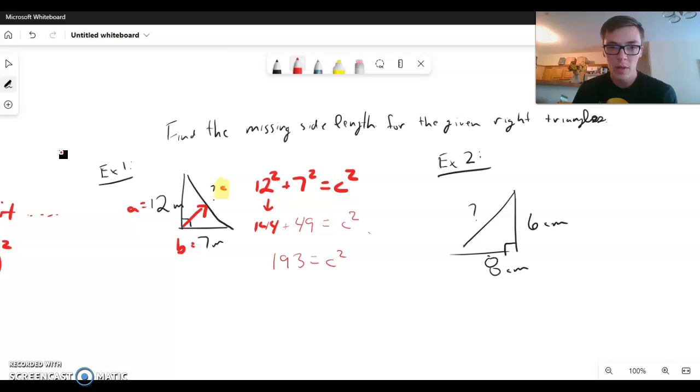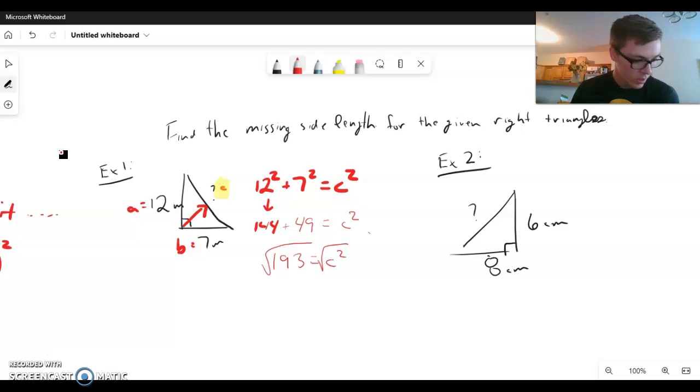Now that we have the whole left side down to one number, we just need to get c by itself, so we can get rid of the squared. Remember, how to get rid of the squared is taking the square root. They're the opposites of each other. This is where you might need your calculator. The square root of 193, I don't even know what that is.